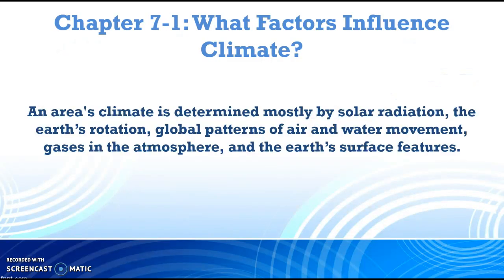So like I said, Chapter 7.1 focuses on what factors influence climate. The main idea of this chapter is that an area's climate is determined mostly by solar radiation, the Earth's rotation, global patterns of air and water movement, gases in the atmosphere, and the Earth's surface features.